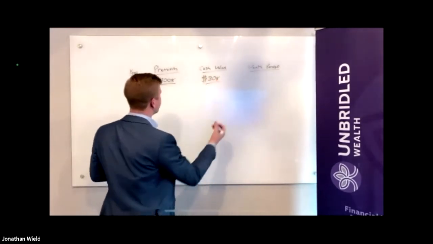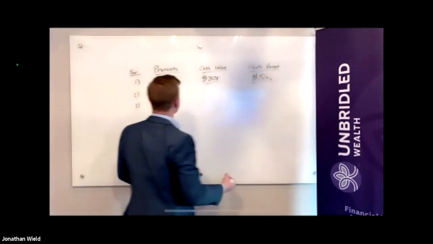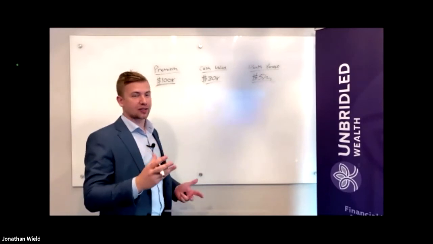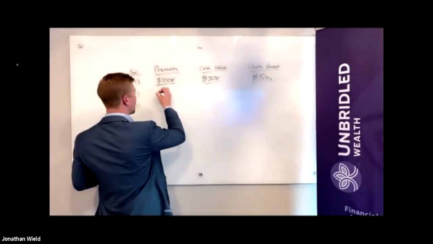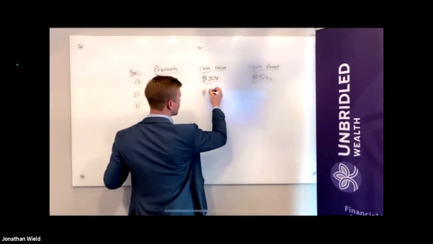Let's just call it there. And I know, let's give yourself a $5 million death benefit with that. Well, like Stan mentioned, usually by year 2 or year 3, you're going to be cash flow positive. So that means you pay in 100,000 and your cash value is going to go up by about 100,000.